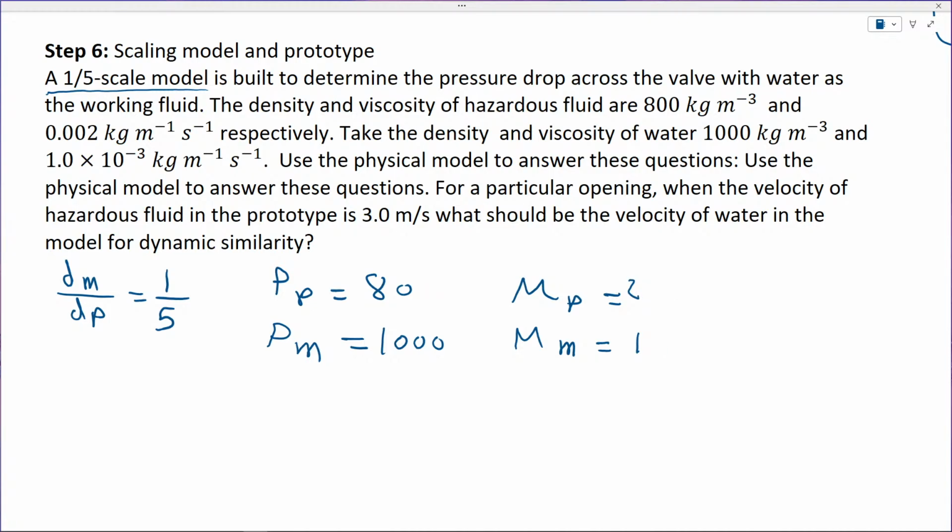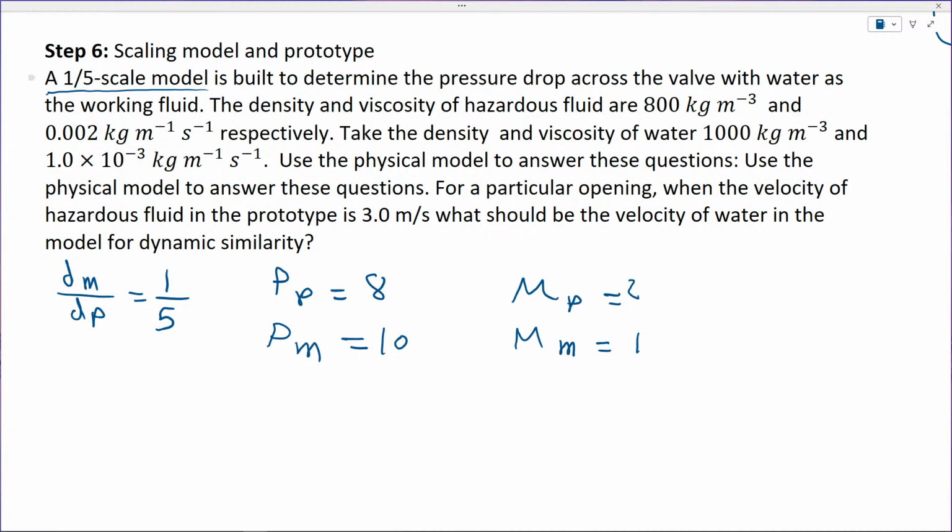Here you can do the same. Here you can just say 8 to 10, 2 to 1, 1 to 5. You see where I'm getting at? You don't have to do this, but I'm just showing you. So basically, use the physical model to answer this question.